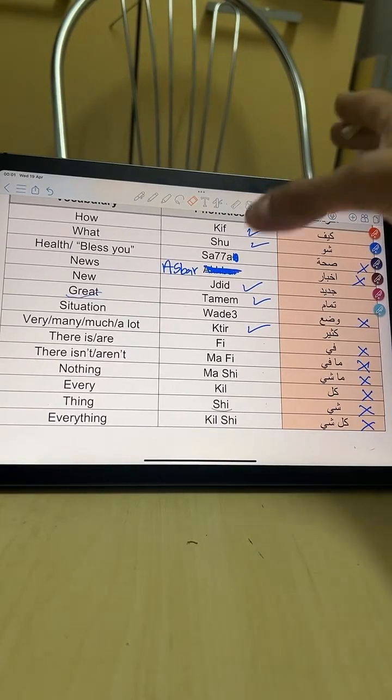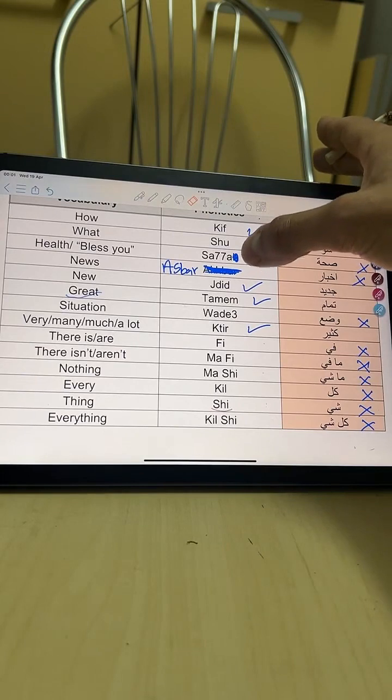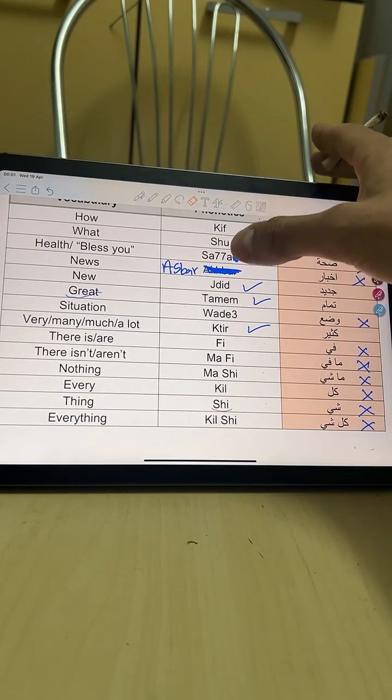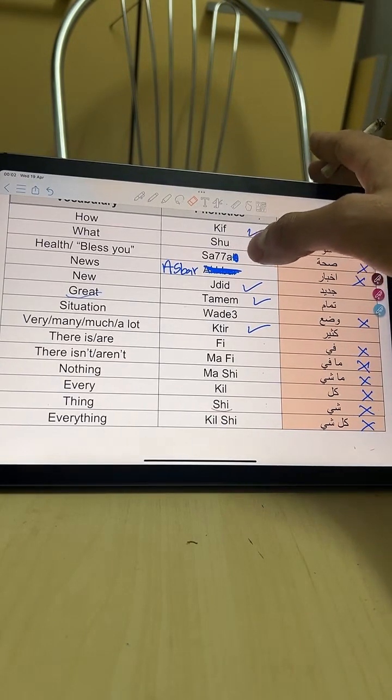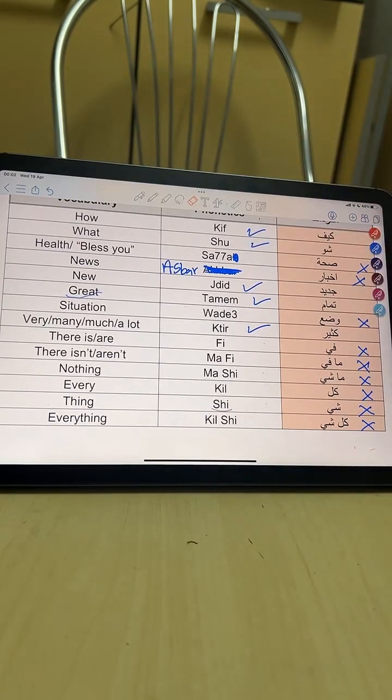So sahha means health. Now, unfortunately, when you double sahha and you say sahten, two sahhas, it doesn't mean two sahhas anymore. It means basically bon appetit, or how do you say bon appetit in English? I don't know how to say it. Have a nice meal, enjoy your meal. So you say sahten. You can say also bsahtak, grammatically it is correct, but we don't use it.